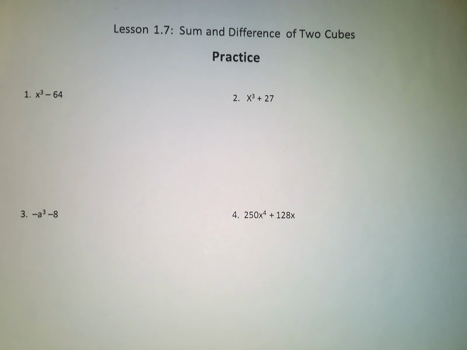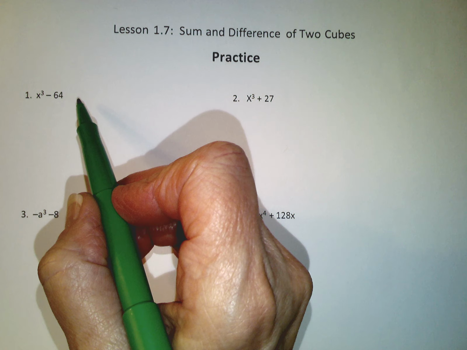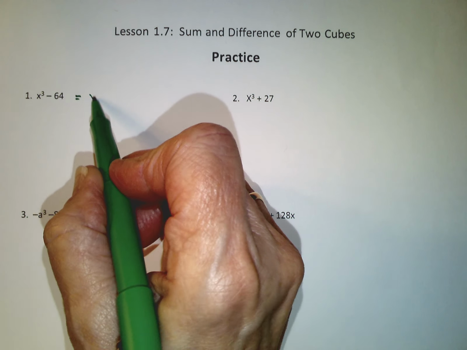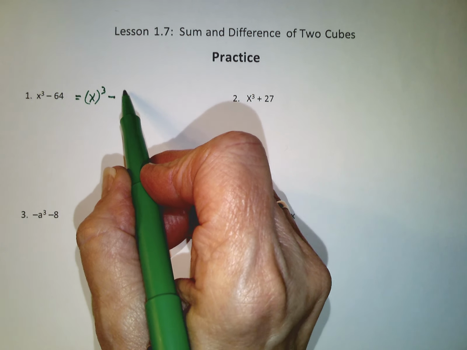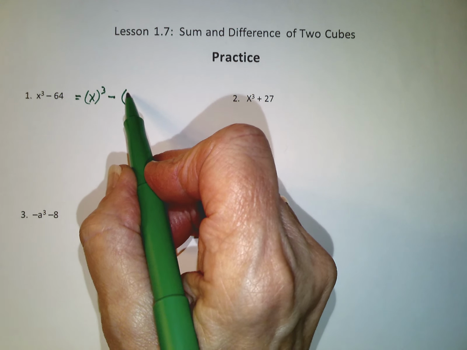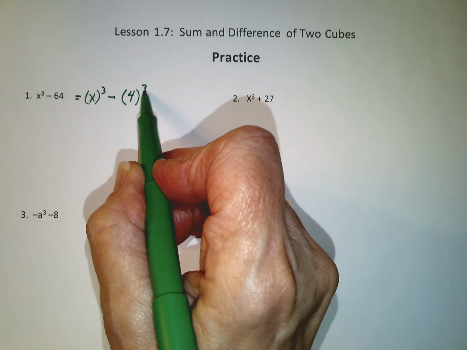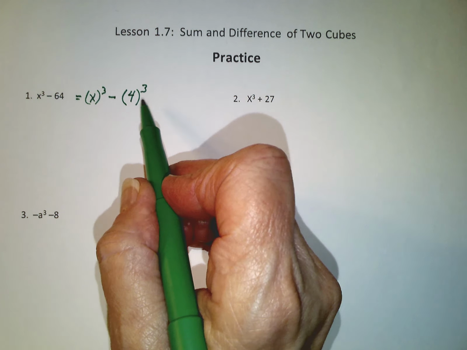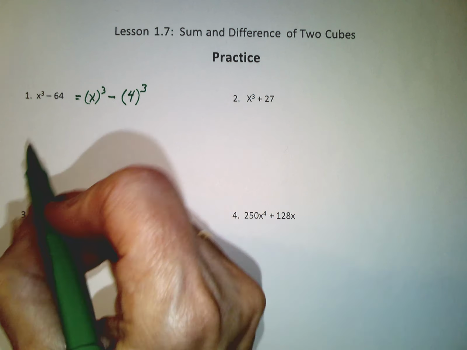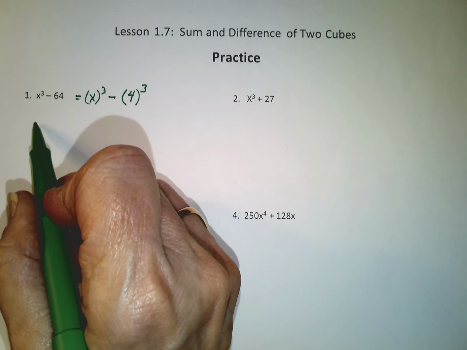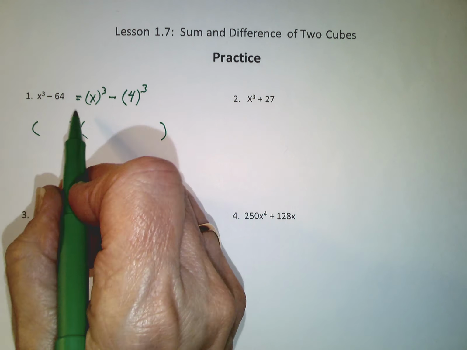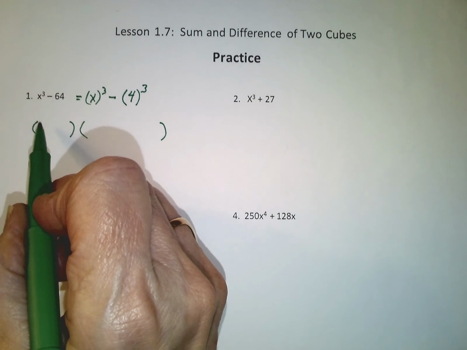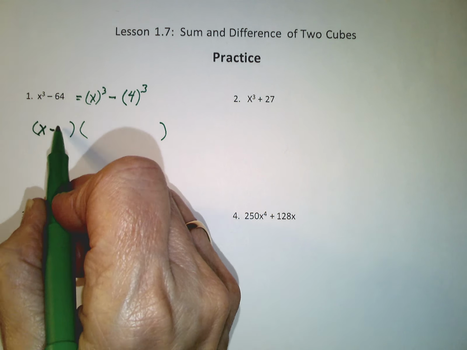So, it's about the sum and difference of two cubes. On number 1, do we have two cubes? Well, yes we do. This has got to be the cube on x minus the cube on 64 is 4, because 4 times 4 is 16, times another 4 makes 64. So now we can factor. Our first factor is just going to be basically this: cube root of x cubed, subtract the cube root of 64.